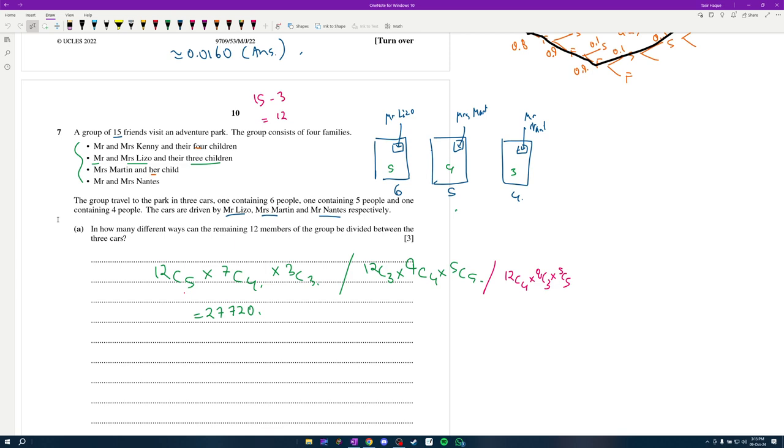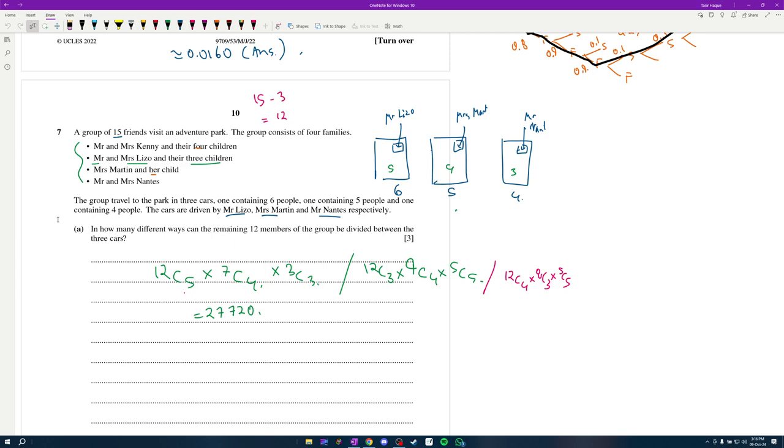The cars are driven by Mr. Lizzo, Mrs. Martin, and Mr. Nantes respectively. In how many different ways can the remaining 12 members be divided? Whenever they say this, the arrangement does not matter. This is what I was talking about when I was describing all types of sums. So the position of Mr. Lizzo, Mrs. Martin, and Mr. Nantes is fixed.